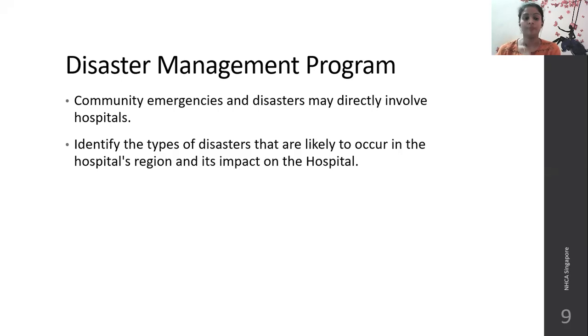Disaster management program. So community emergency and disaster may directly involve hospitals. So identify the types of the disaster that are likely to occur in the hospital region and its impact on the hospital. Check where physically your hospital is present when it comes to the regions which are prone to disasters, which kind of disaster is your region prone to in general. Identify that and locate where is your hospital situated in a disaster prone area. If yes, accordingly you have to be prepared.